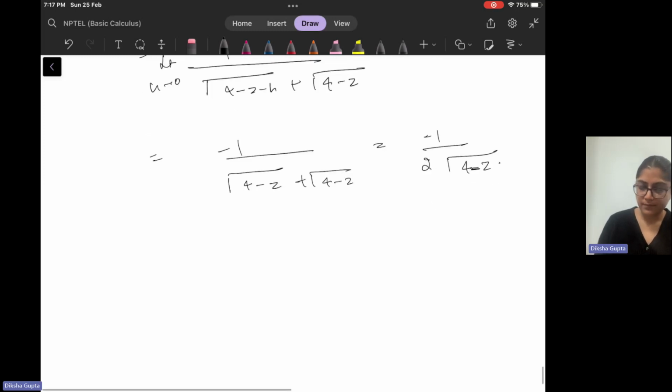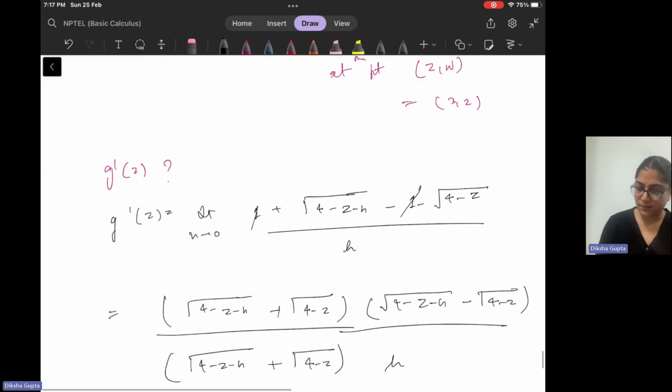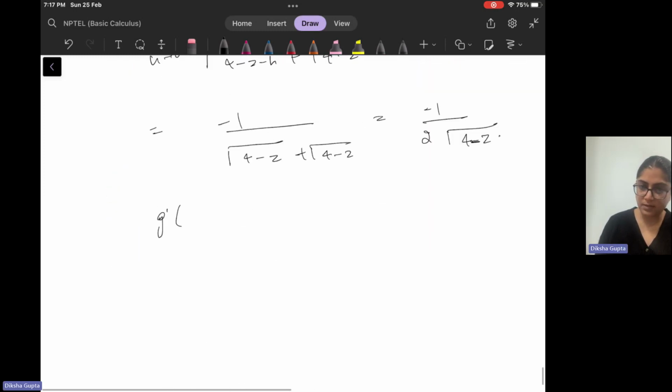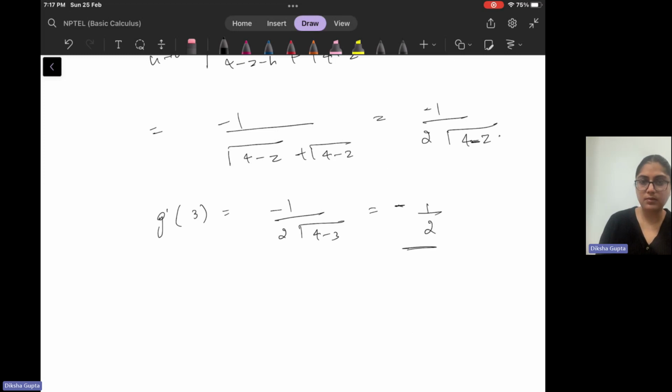So g dash of 3, you have to find at the point 3 comma 2, is minus 1 upon 2 into under root 4 minus 3, which is minus 1 by 2. So this is the slope of the tangent to the curve g of z at the point 3 comma 2. Okay, all right.